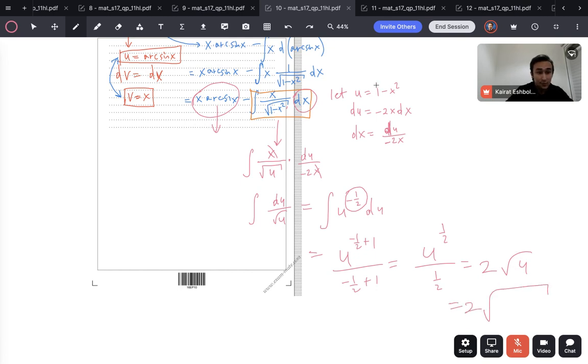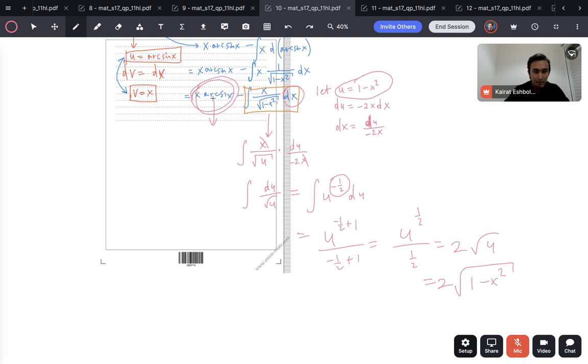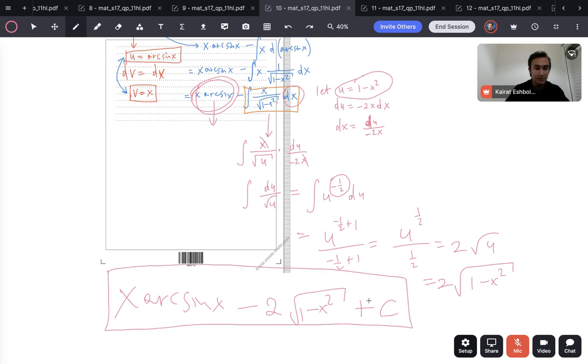Instead of u, we'll just put back what we have here. At the very beginning, you remember, guys, we made u equal to 1 minus x squared. So that means we put it back here. And then we will need to put this in the answer. So all in all, x arc sine x, then we'll have a minus sign, minus this 2 square root of 1 minus x squared. And then also we need to add plus c at the very end. So for integrals, always please, guys, make a habit to put plus c at the very, very end.